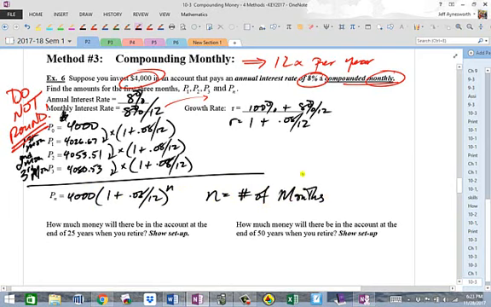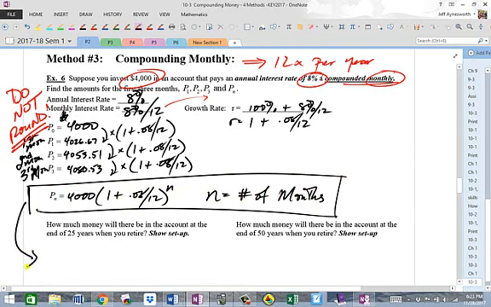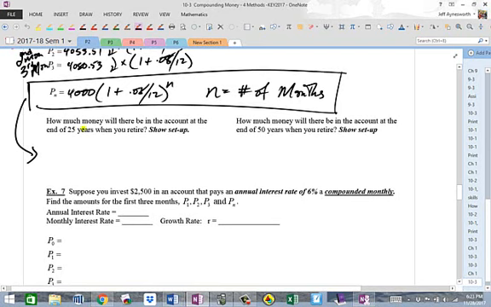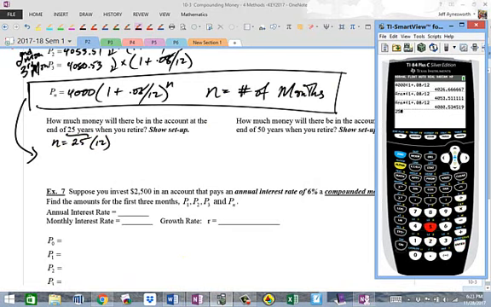Okay, so now let's use that model and answer the following questions. In 25 years, how many months do we have? Well, you got to figure that out first. We know there's 12 months per year, so let's multiply. So 25 times 12, and that's 300. So there's 300 months.